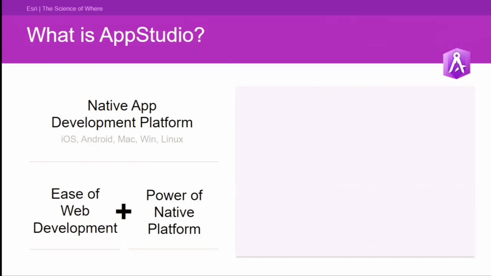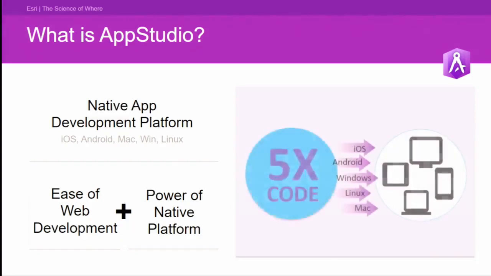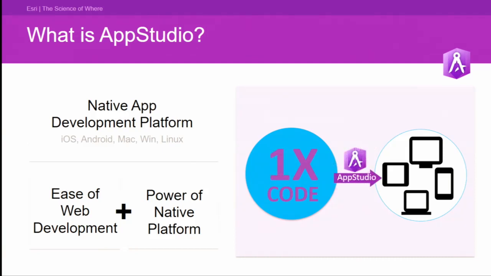So some of those, that ease of web development and quickness with the power of writing a native app and having access to the capabilities of a native app. And a big deal with AppStudio, or one thing that we accomplish, is instead of 5 times the code, you write the code once, and it gets compiled for these different platforms.